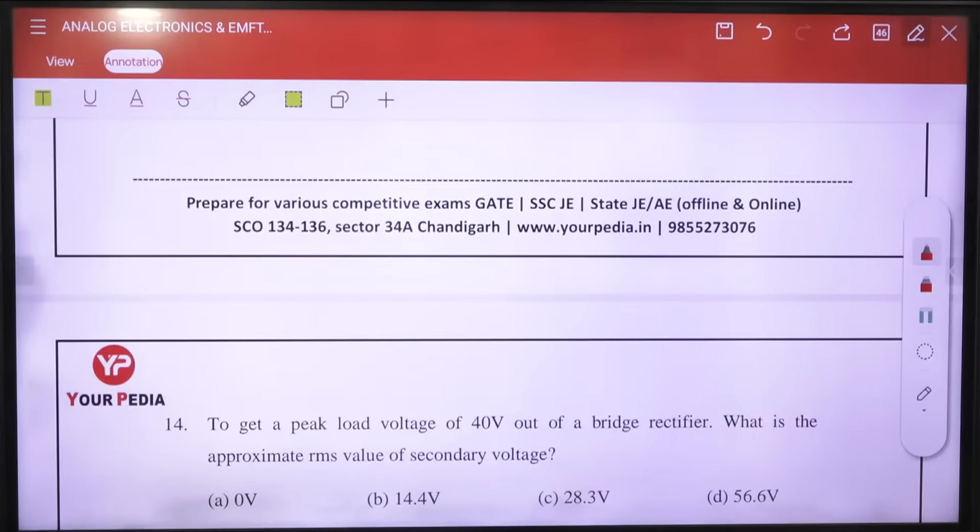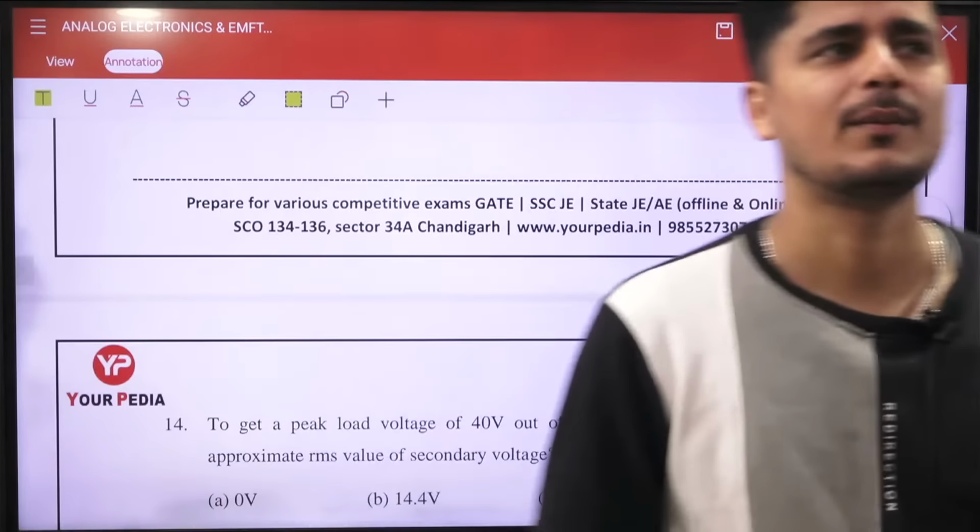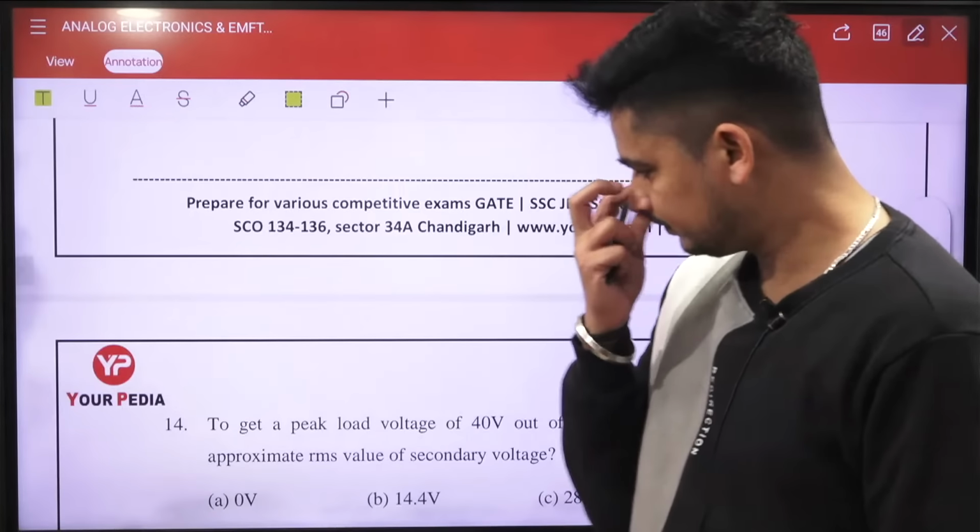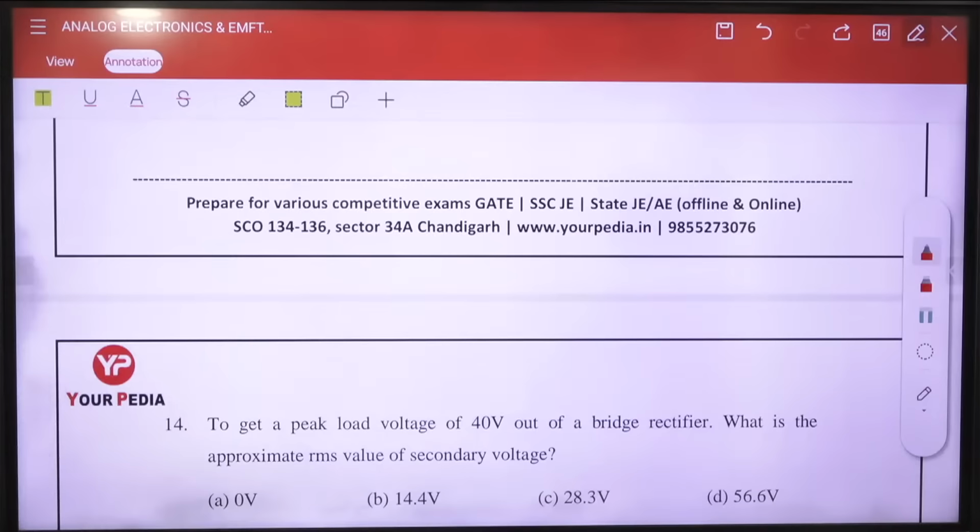To get a peak load voltage of 40 volts at the output of a bridge rectifier, what is the approximate RMS value of the secondary voltage? This is an easy question. The RMS value is Vm by root 2. Very good.